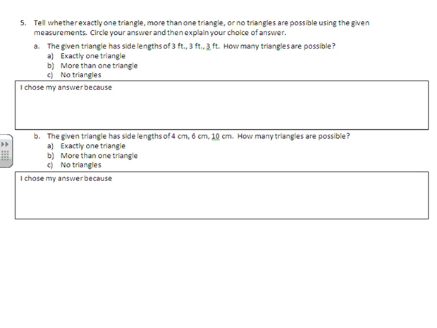This is part 2 of your geometry review. We're going to pick up on number 5. Number 5 says tell whether exactly one triangle, more than one triangle, or no triangles are possible using the given measurements. Circle your answer and then explain your choice.